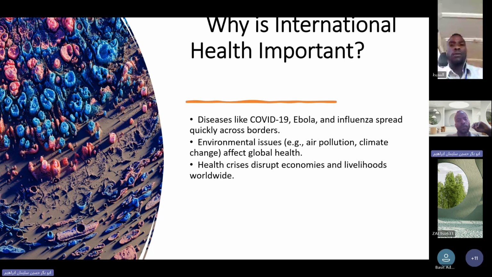As you know, during COVID-19, within a few days there was a spread that took place among the different boundaries in different countries.